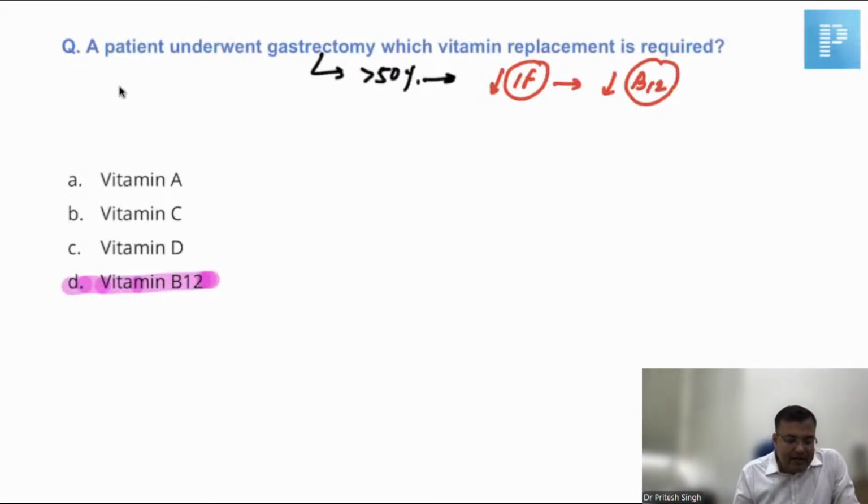There was an X-ray of a bladder stone and the option was calcium phosphate. Okay. In bladder stone, what is the most common bladder stone? It is secondary. And guys, it is followed by phosphate stone, calcium magnesium ammonium phosphate stone. Okay. So B12 is the correct answer here.